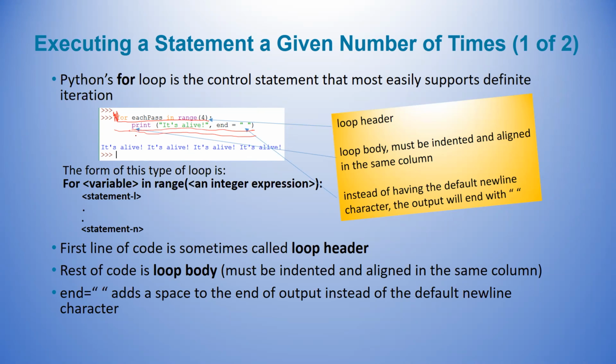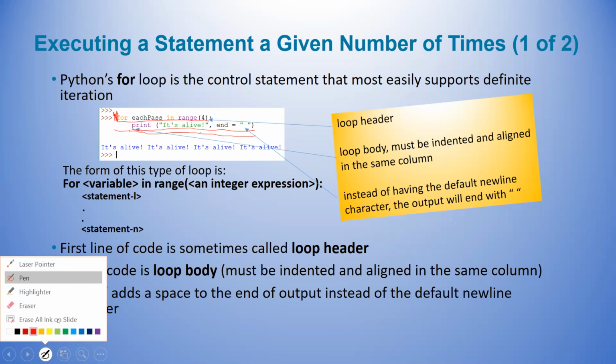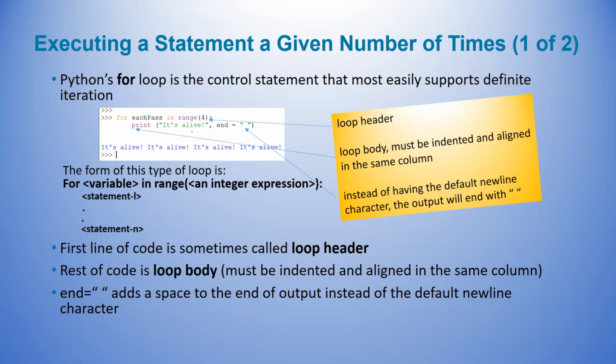So the loop body must be indented. If you have multiple statements, all of them have to be indented and aligned. Okay. So this statement you already know, you are familiar with, except this one. So usually we just say print it's alive. That's it. That's the end. And if you do that, it automatically inserts a new line character.